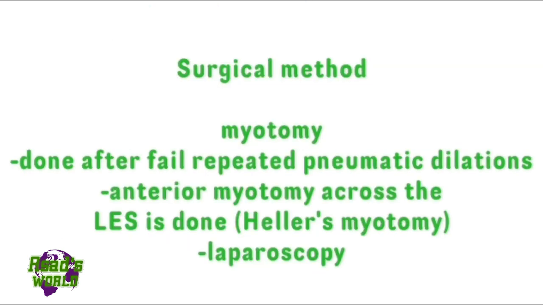Now, if pneumatic dilation of the LES fails again and again, surgery is performed, and that is Heller's myotomy. In this method, an anterior myotomy of the lower esophageal sphincter is done.